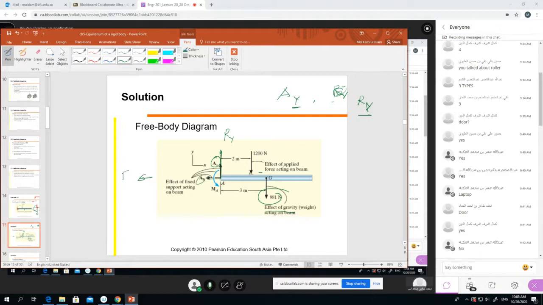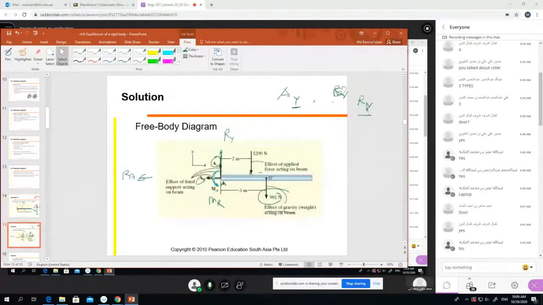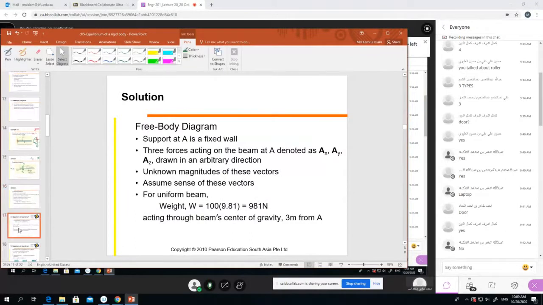I wrote RH, the horizontal reaction, and the moment reaction. Because it is point A, the moment is MA. I wrote MR, resisting moment, right? Same thing I drew. So resisting moment, horizontal force, vertical force, these three, and the applied load, and W is the weight working down. This is just the free body diagram, right?